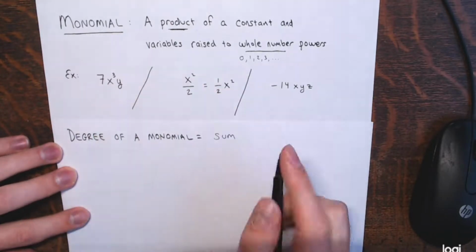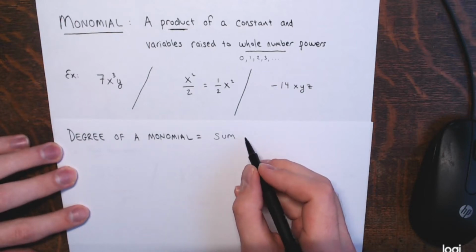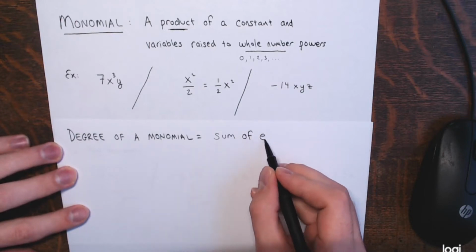Right? A quick way of saying that though is just add up the exponents, the sum of the exponents on the variables.